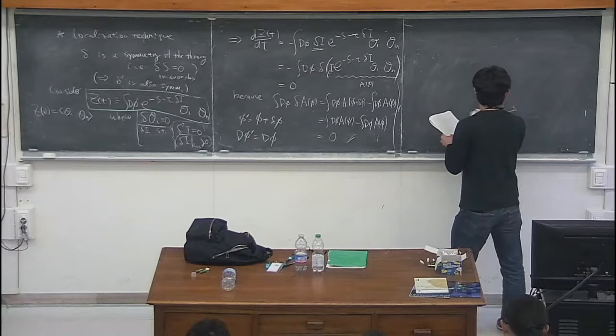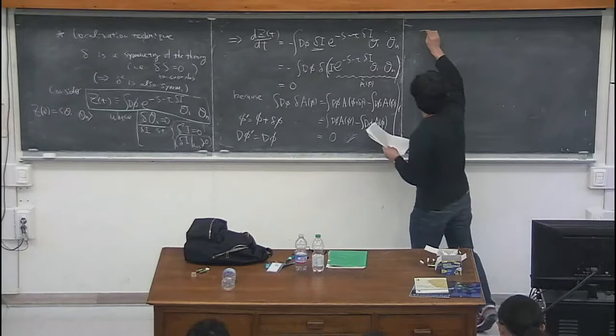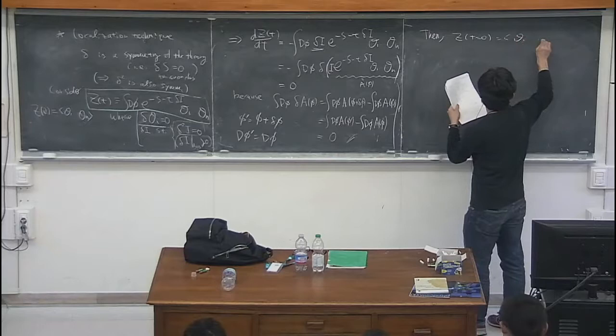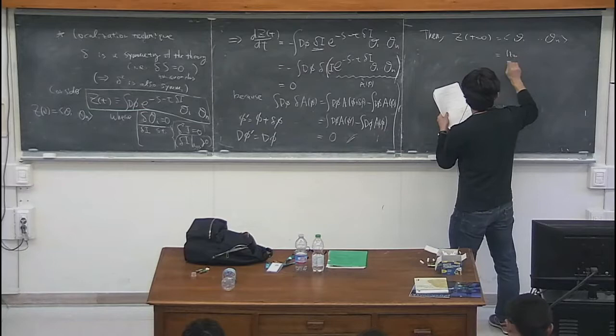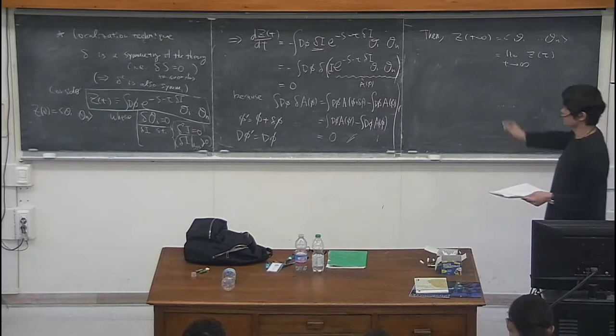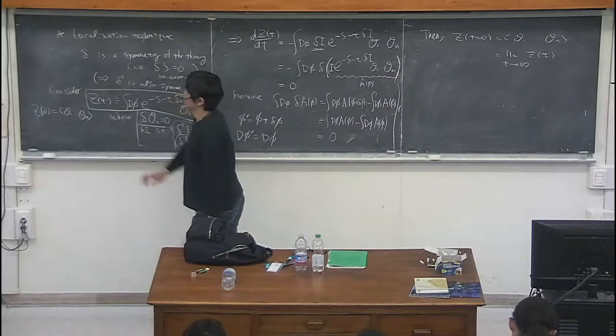So this is very simple. Then, okay, so it doesn't depend on t. So t equals zero. So the original correlator is the same as the t goes to infinity limit of this function.